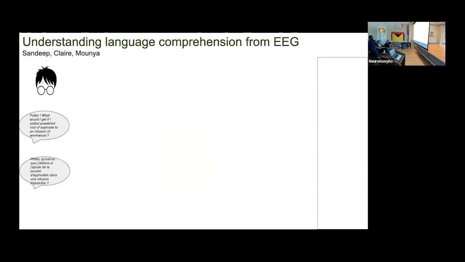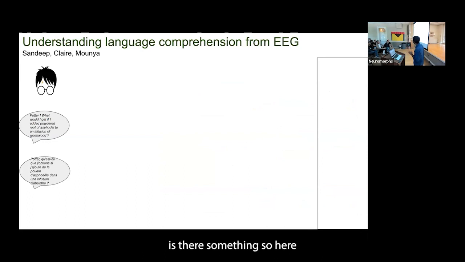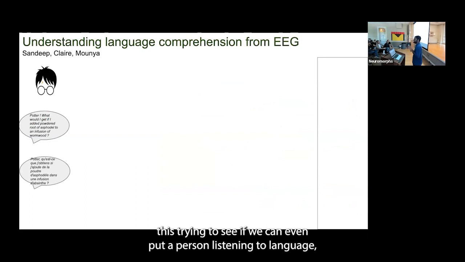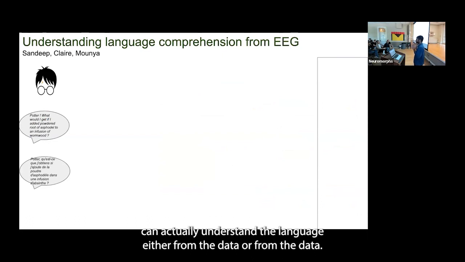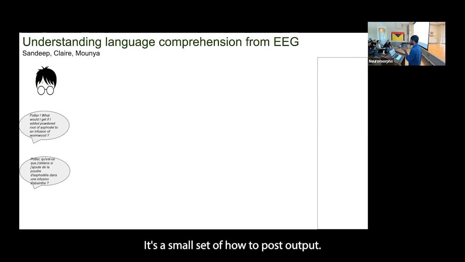Thank you. So this project is in the spirit of understanding whether someone is an expert or a novice at something. So here we're trying to see if we can infer whether a person listening to a language can actually understand the language, either from the EEG data or from the eye tracking data. So we actually have two languages, English and French. It's a small set of the Harry Potter first chapter.